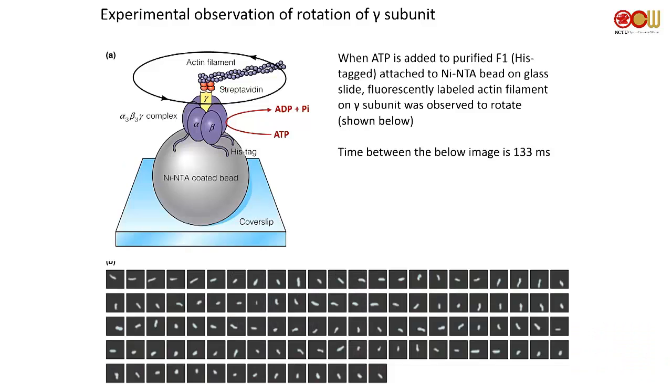On the gamma subunit, I can attach an actin filament, and this is done through streptavidin association. Slight detail, but essentially you have an actin filament, and we can label the actin filament. And here there's no proton gradient, obviously, because there's no separation. There's no membrane, so no proton gradient.